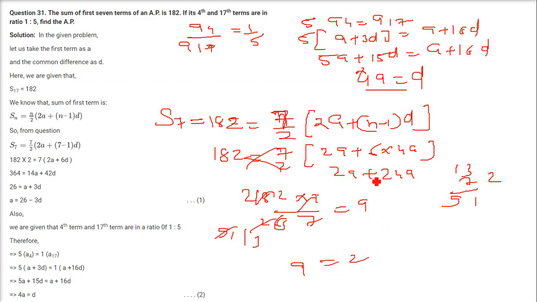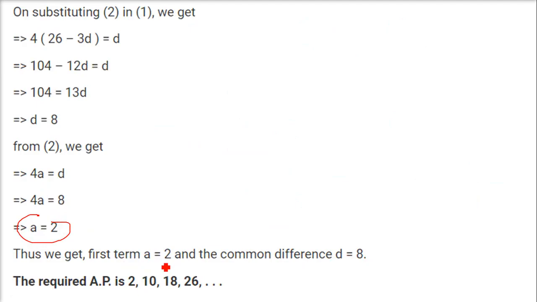Now A is 2. What will be D? D will be 4 into 2, so D will be 8. A is known and D is known, so you can easily find out the AP. So first one is 2, add 8, 10, add 8, like this.